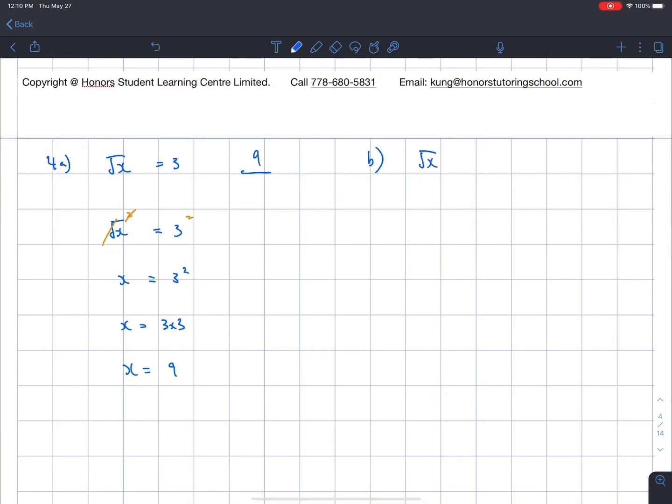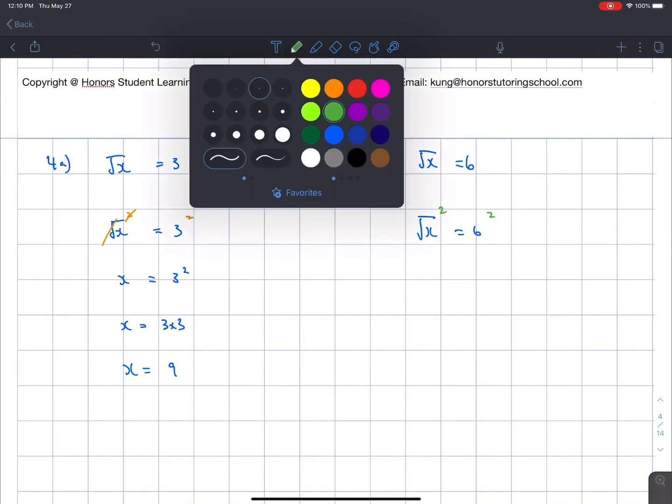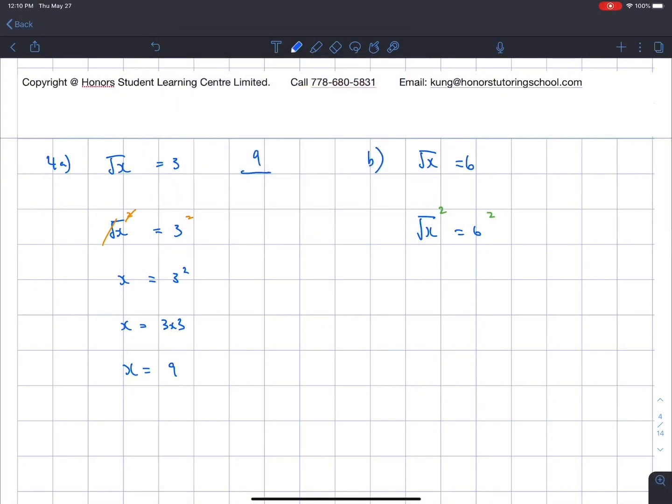B, square root of x equals 6. So again, if I want to get rid of this square root, I will just square both sides. Once again, the square root and square will cross each other out. We get x equals 6 squared. And 6 squared is 36. Just 6 times 6 is 36.